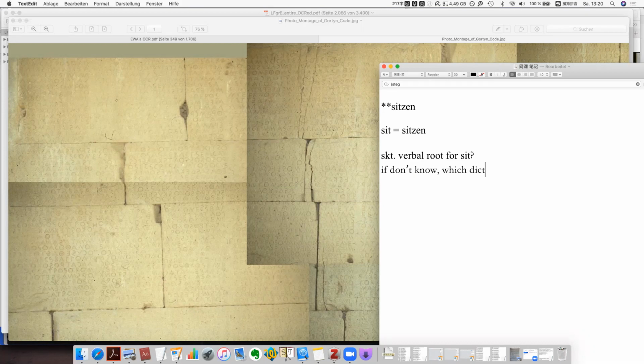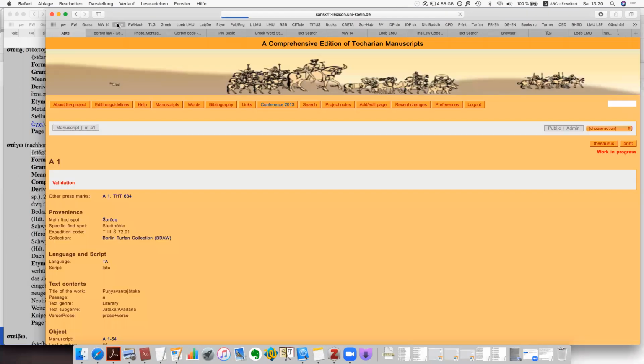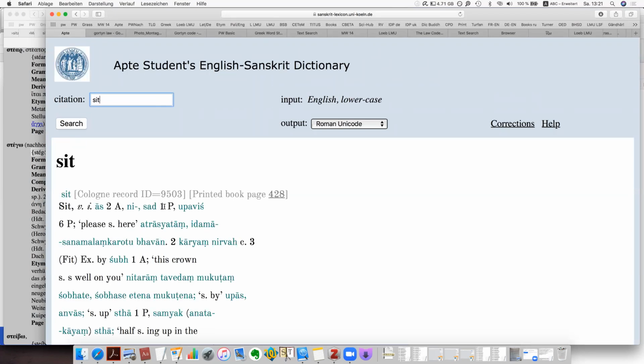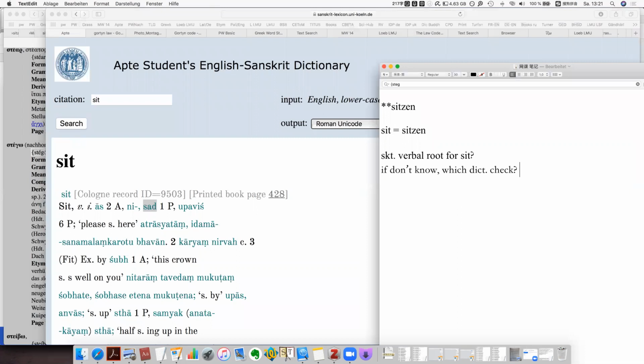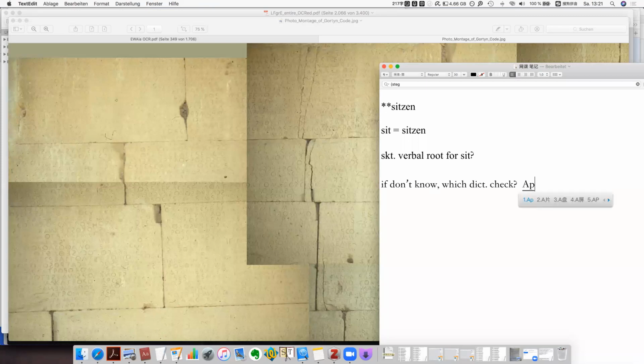which dictionary should we check? Great. It's great that someone has already written the answer, but if you don't know, which dictionary should we check? You can check this dictionary I have shown you. This is the Apte English-Sanskrit dictionary. So you put seat here, and then you have the answer, sat, right? So this is the Sanskrit root. You can check after, in the English-Sanskrit dictionary.